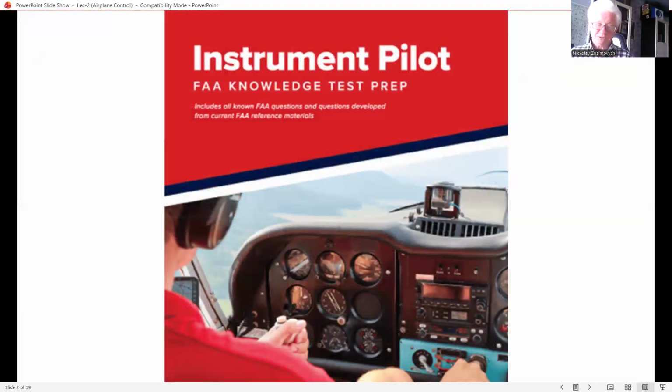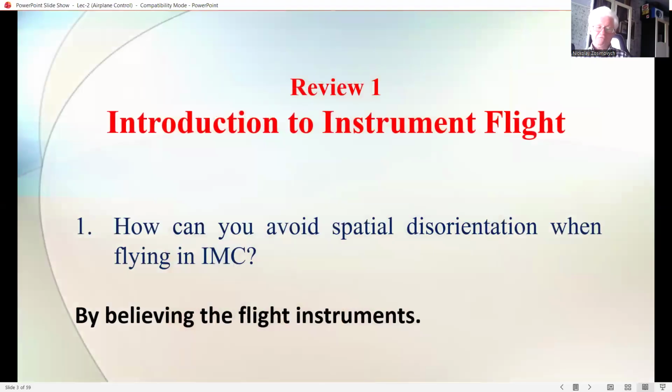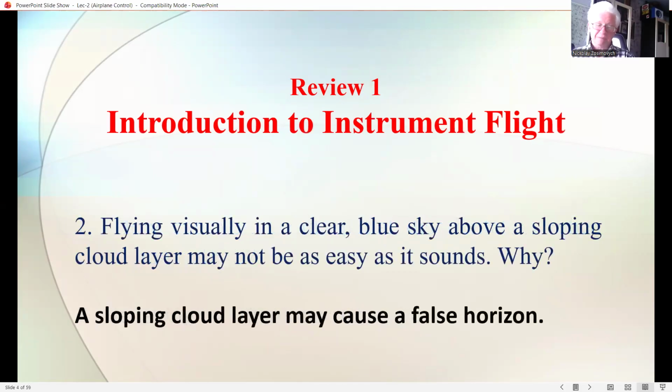First question was, how can you avoid spatial disorientation when flying in IMC? The correct answer is by believing the flight instruments. Question number 2 was, flying visually in a clear blue sky above a sloping cloud layer may not be as easy as it sounds. Why? Because a sloping cloud layer may cause a false horizon.